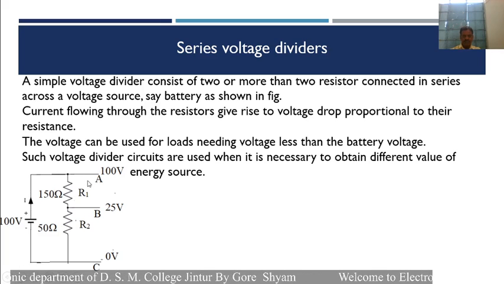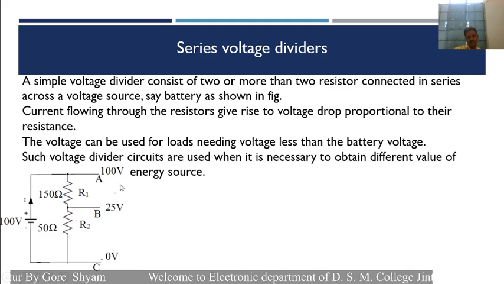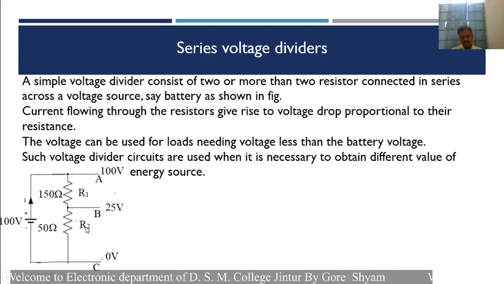Such a circuit is used for a load that needs a voltage less than the battery voltage. Such voltage divider circuits are used when it is necessary to obtain different values from the energy source. If we want a voltage other than the 100 volt, then we can divide this voltage using the resistances.